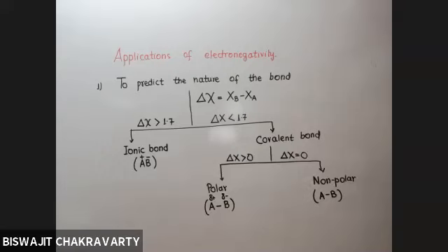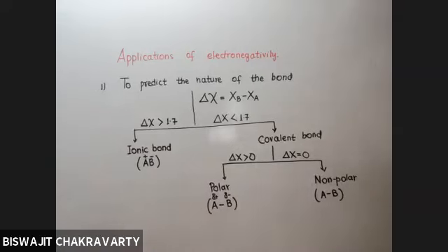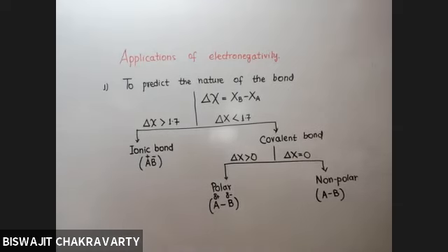So exact 1.7 will be considered as 50% ionic and 50% covalent. Understood? Only when it is greater than or less than, we can decide that it is more covalent or ionic. Can I rub it? Have you written it? Okay.